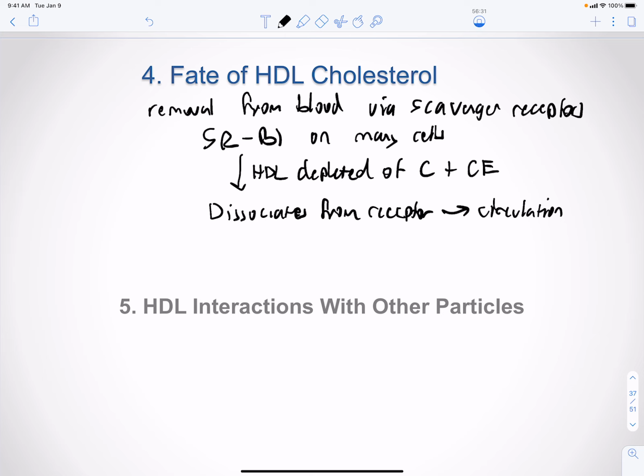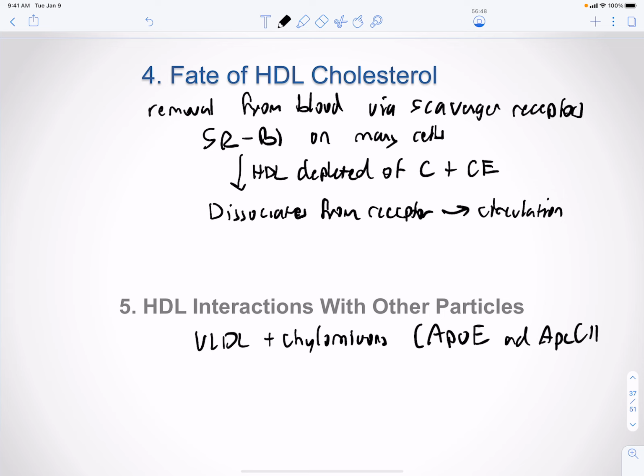HDL is going to interact with other particles. We already know that it's going to interact with your very low density particles and chylomicrons, and it gives them the ApoE and ApoC2, we know that. When the high-density lipoprotein gets free cholesterol from cell membranes, these get esterified, and that's via that LCAT reaction.